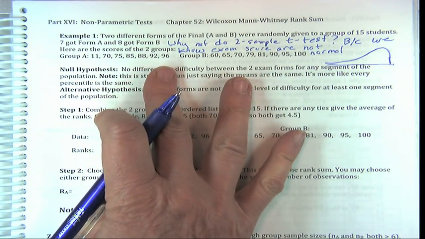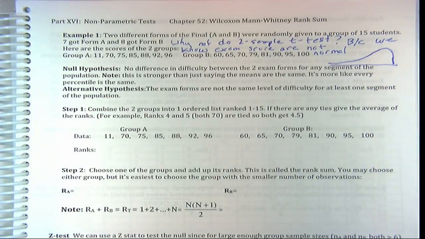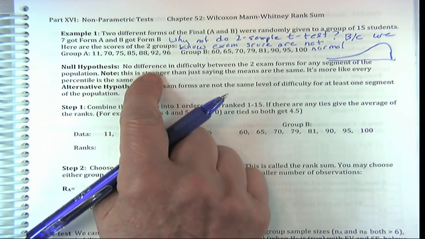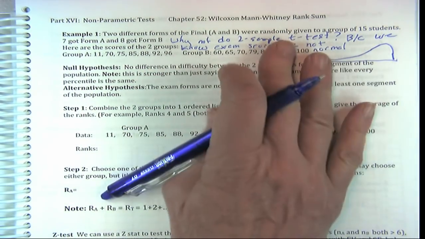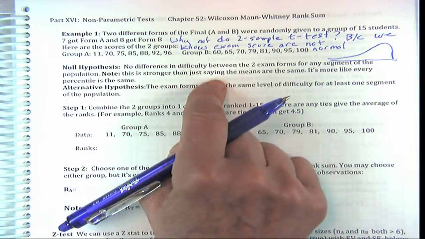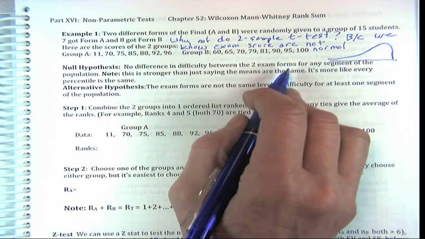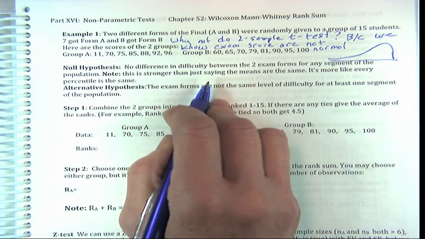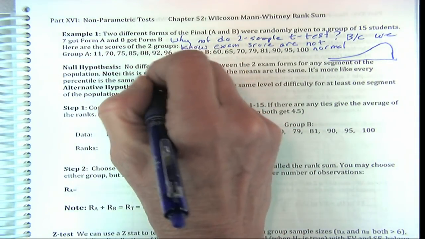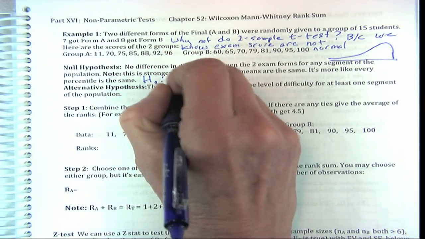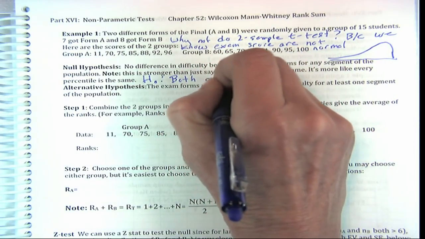So this is a nice way to do this. We change these numbers to ranks. So now what is the null hypothesis? The null hypothesis is stronger than the two-sample t, which just says the means are the same. Another reason we do it is it's more what we're interested in. There's no difference in difficulty between the two exams for any segment of the population. It's the same as saying both groups come from the same distribution. Why is that important?